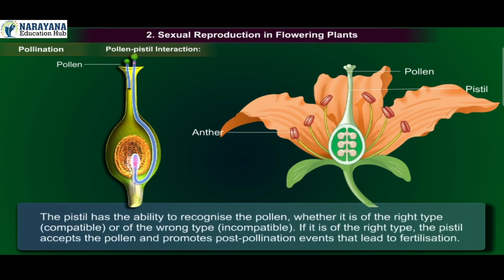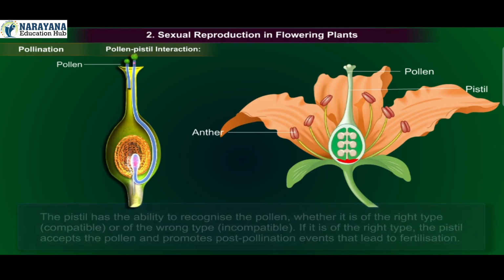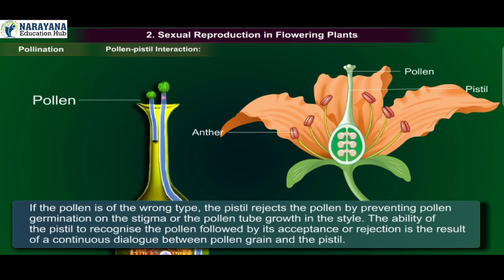The pistil has the ability to recognize the pollen, whether it is of the right type, that is, compatible, or of the wrong type, that is, incompatible. If it is of the right type, the pistil accepts the pollen and promotes post-pollination events that lead to fertilization. If the pollen is of the wrong type, the pistil rejects the pollen by preventing pollen germination on the stigma or the pollen tube growth in the style.